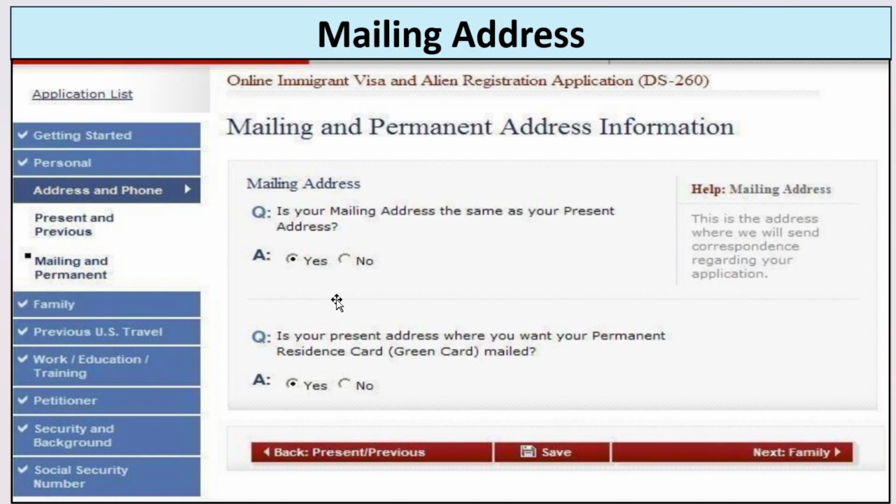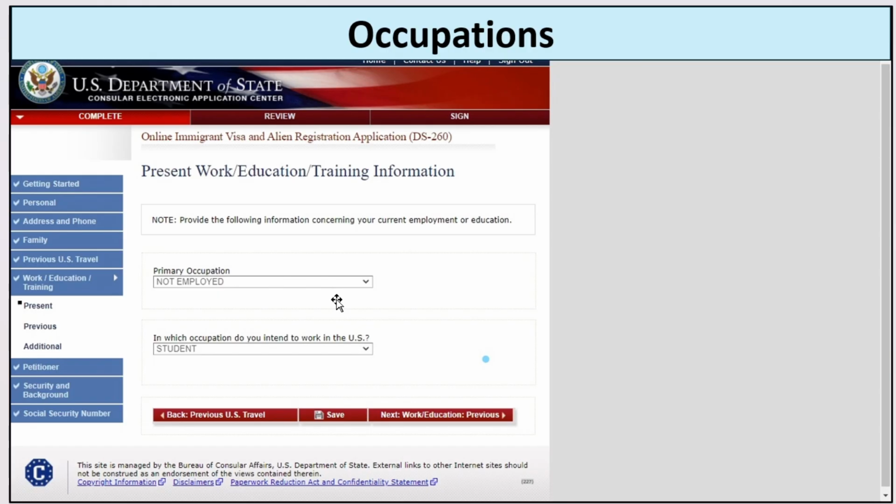Now, let's go to the next one, occupation. Let's first talk about it. In which occupation do you intend to work in the US? You answered, student. You've got to remember, you will be asked this question at the interview date. This is what happened, just to give an experience right here.